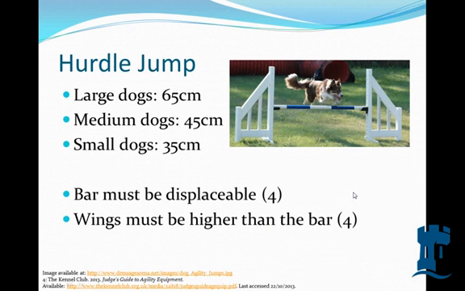The jump I used in my study was a hurdle jump. You can see that in the image just here. Large dogs have to jump over a height of 65 centimetres, medium dogs have to jump over a height of 45 centimetres, and small dogs have to jump over a height of 35 centimetres. There are certain rules about the jumps in dog agility, and the bar of the jump must be displaceable so that if any contact of the dog occurs to the bar, it must be able to fall down to prevent injury to the animal. And also the side supports must be higher than the unit that the dog has to jump.